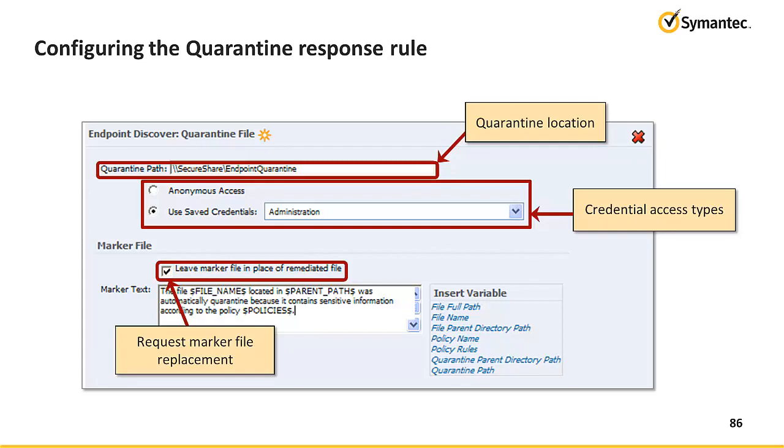If you combine or use multiple endpoint response rules in a single policy, ensure that the order of precedence for such rules is clearly defined. The endpoint quarantine location is defined per response rule and not per scan. You can also create marker files that replace the confidential data. The marker file alerts endpoint users that the file contains confidential information and was quarantined. You can also specify the location of the secure folder in the marker text.